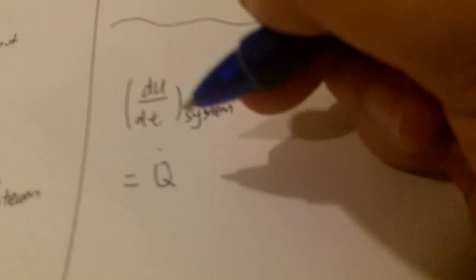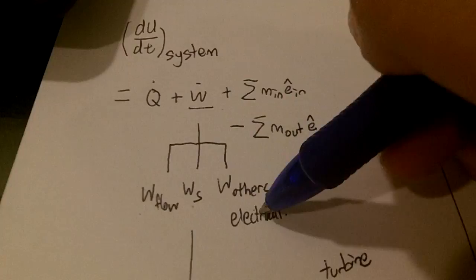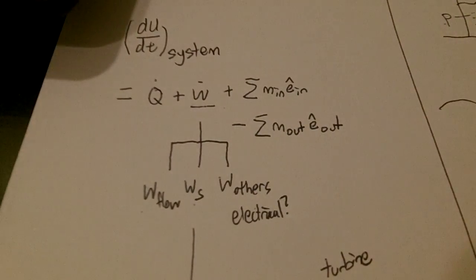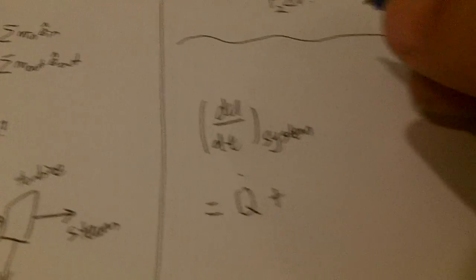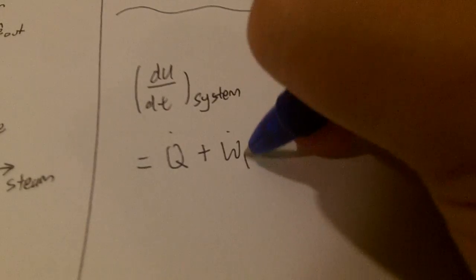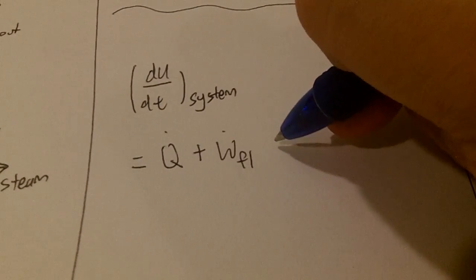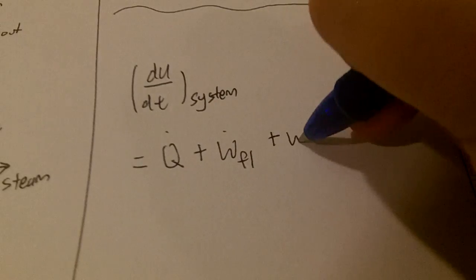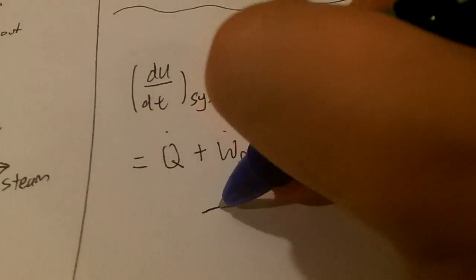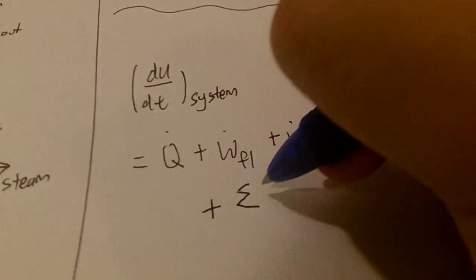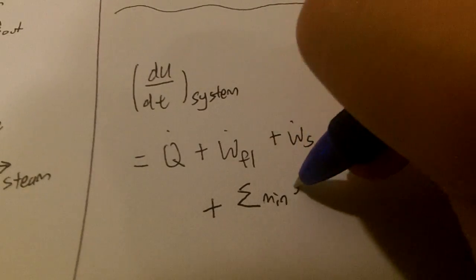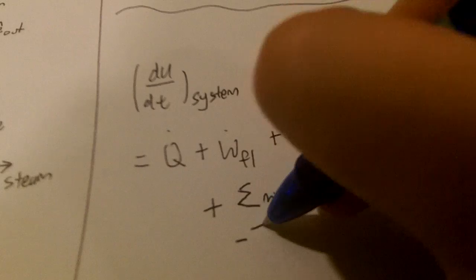Now let's say you have dU/dt of the system equal to Q dot, and let's say we have all the different kinds of work here. We don't bother with the other kinds of work. We have flow work, we have shaft work, we have the mass flows in and the mass flows out.